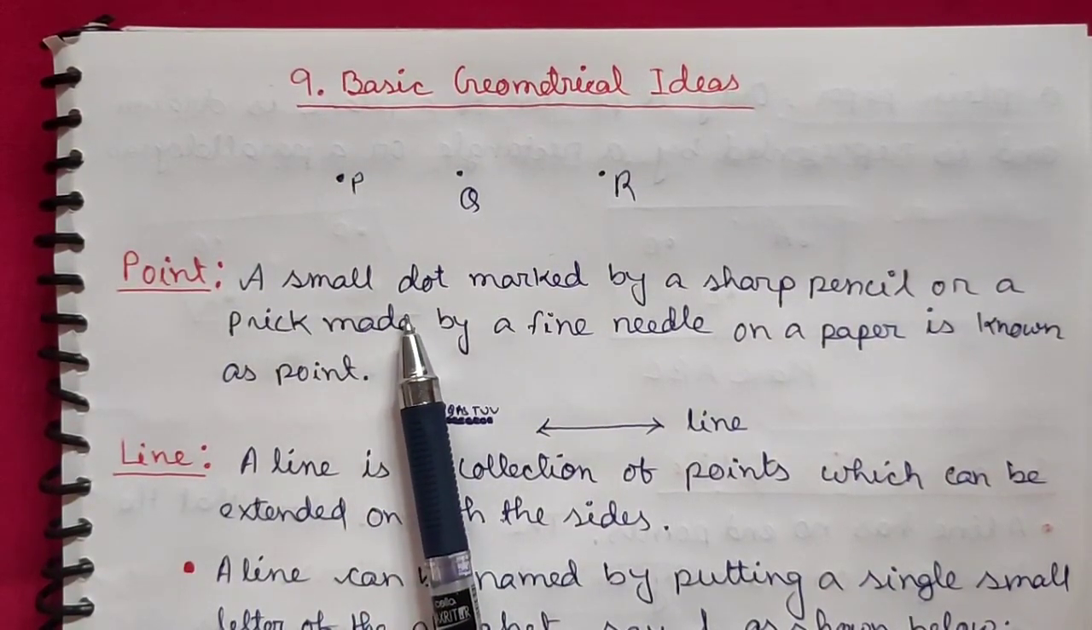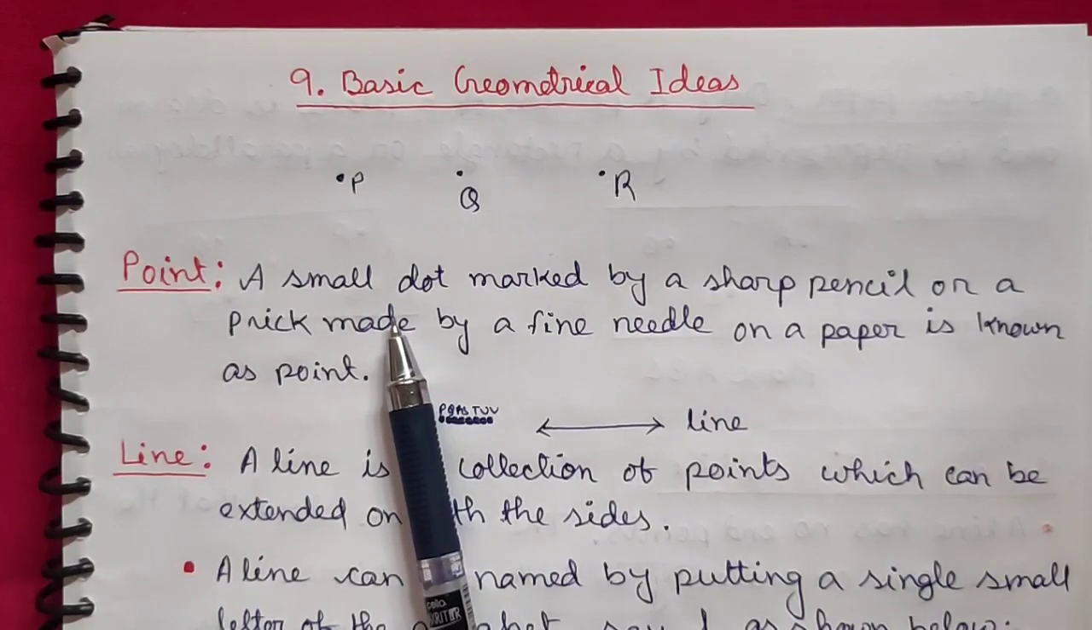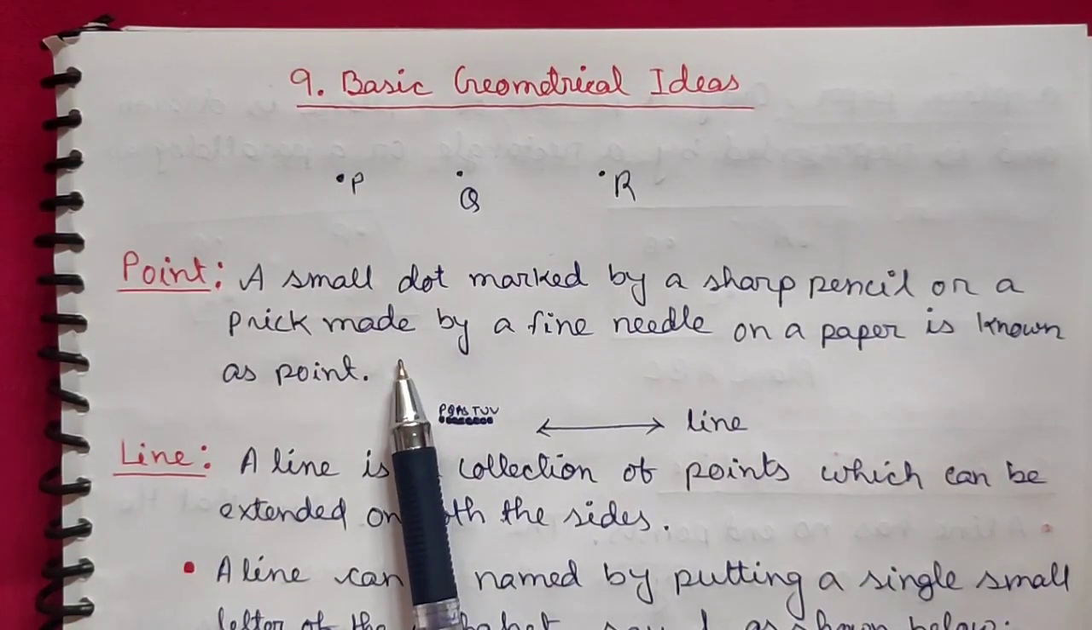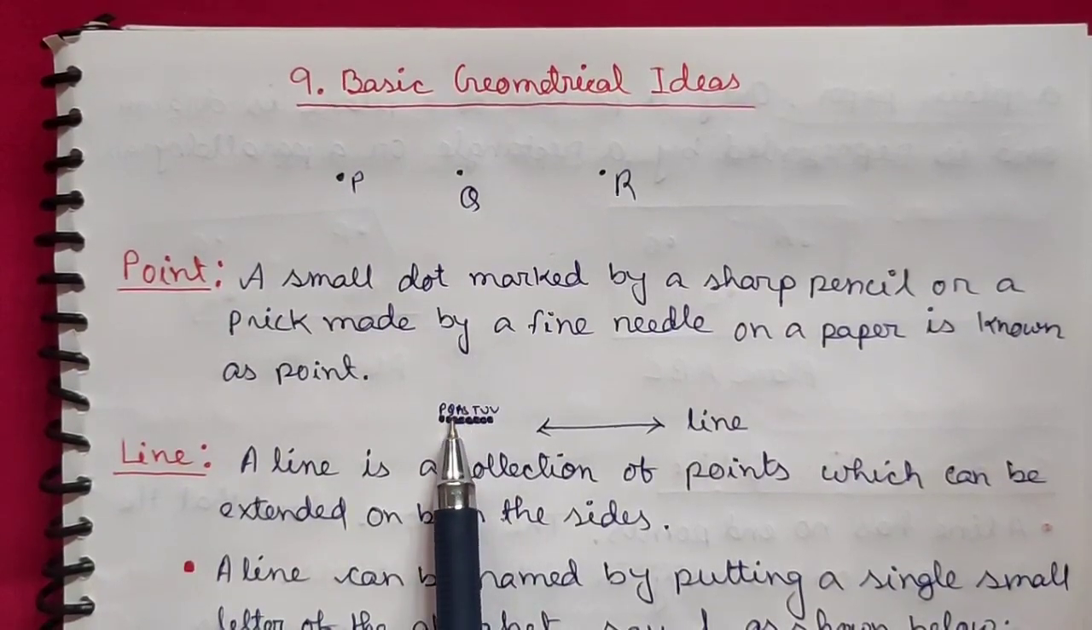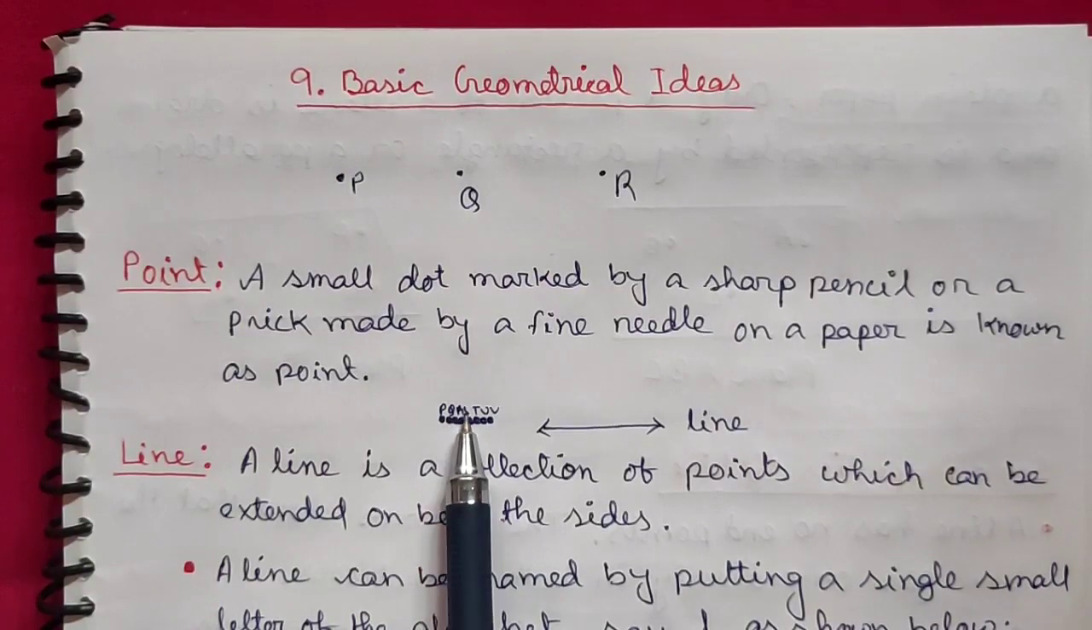Now consider there are many points. How many points? Many points which are uncountable. Okay, infinite number of points. Now if we collect all the infinite number of points and join them like this, here we have to join the points P, Q, R, S, T, U, V. What will it form? It will form a line.